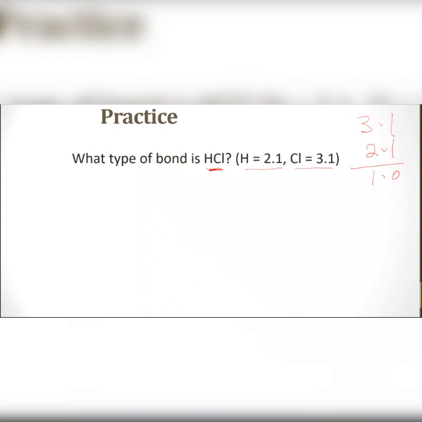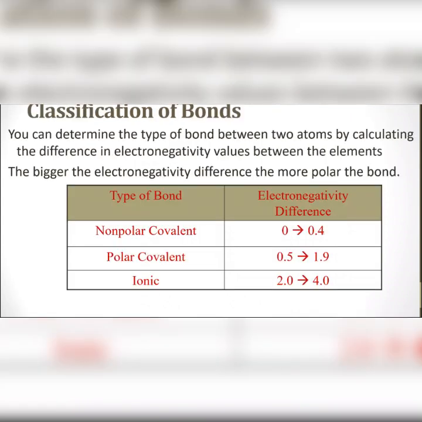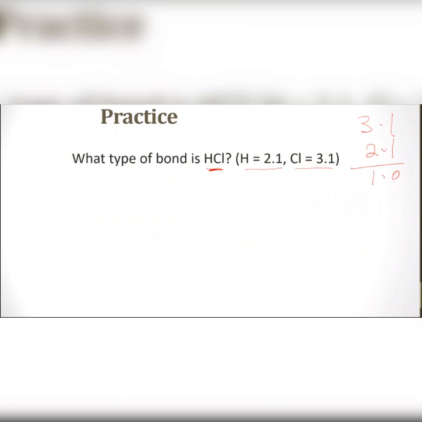You can look one more time. 0 to 0.4, nonpolar covalent bond. 0.5 to 1.9, polar covalent bond. And 2.0 to 4.0 is ionic. Okay? Let's go back to the problem. So 3.1 minus 2.1, the difference is 1.0. According to the criteria we have seen in the previous slide, this should be a polar covalent bond.